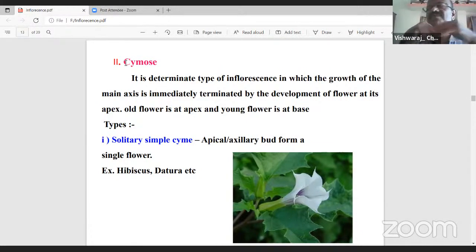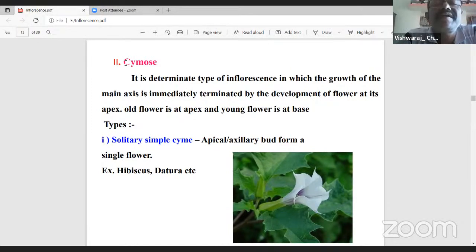There are three main types of inflorescence. Number one is racemose, then cymose, and special type. Racemose inflorescence has five types: raceme, spike, spadix, umbel, corymb. And the other type is cymose inflorescence. We will also see the difference between cymose and racemose, and the meaning of cymose and racemose.